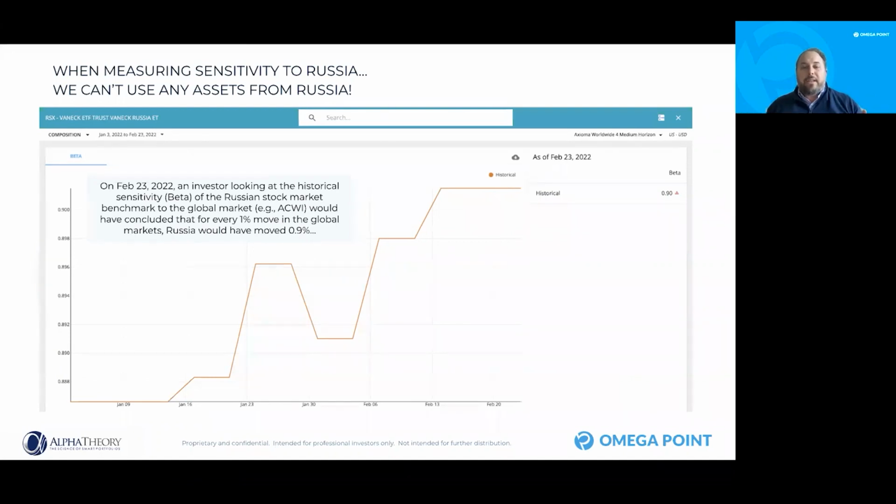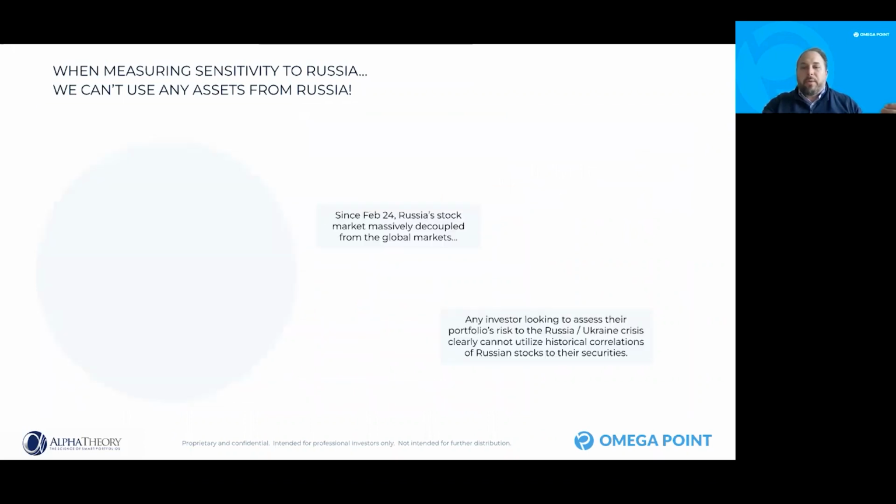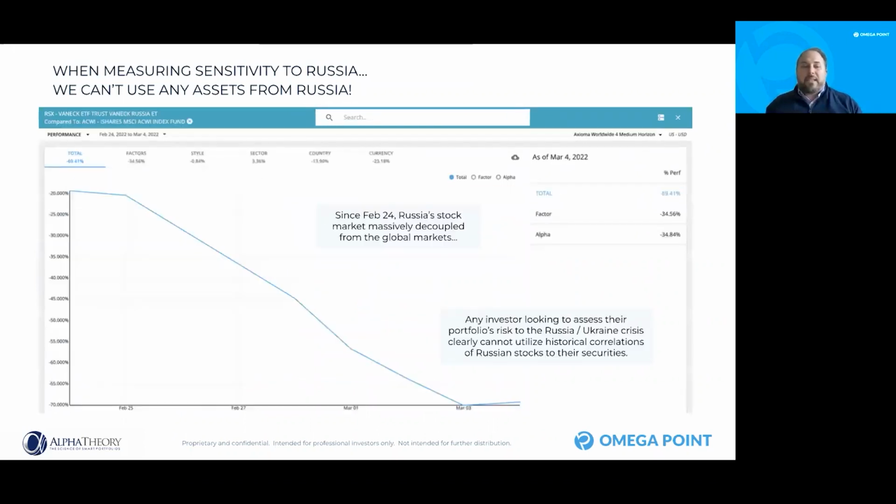To try to do any kind of analysis, you're probably going to find that it's very hard to link the past, which is what we're seeing here. On Feb 23rd, Russia had essentially a 0.9 beta to the world index, meaning if the world, the global market like an ACWI, moved up by 1%, then the expectation is that Russia would have moved 0.9% over that period of time. But we recognize that that obviously didn't happen.